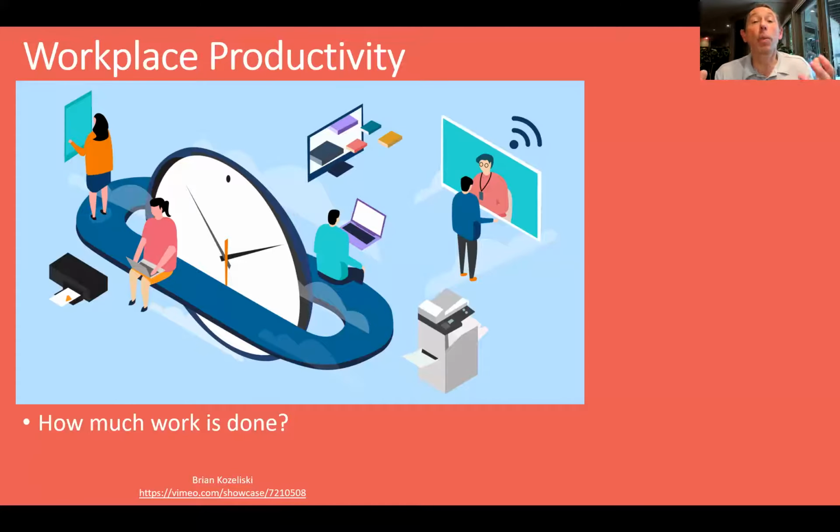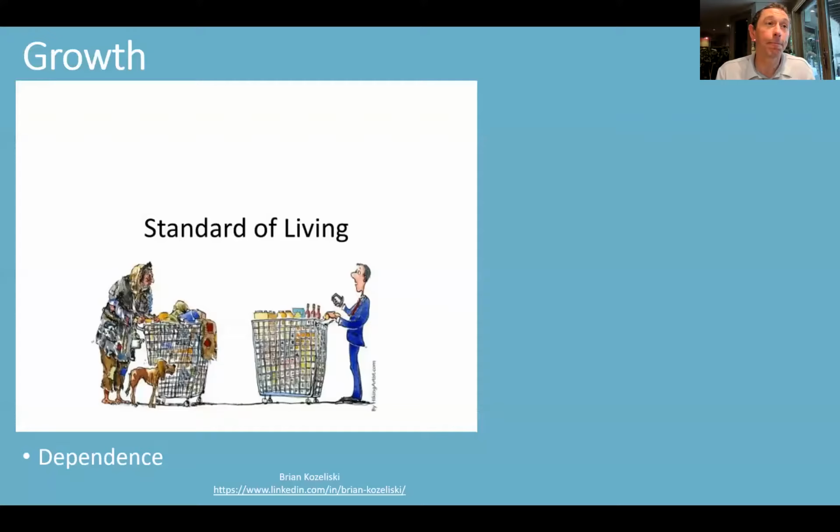We talk about workplace productivity. We're just talking about how much work actually gets done. So we all go to the office, we sit around the water cooler, we drink our coffee, whatever, but how much work actually gets done? That's what we're talking about in terms of workplace productivity.